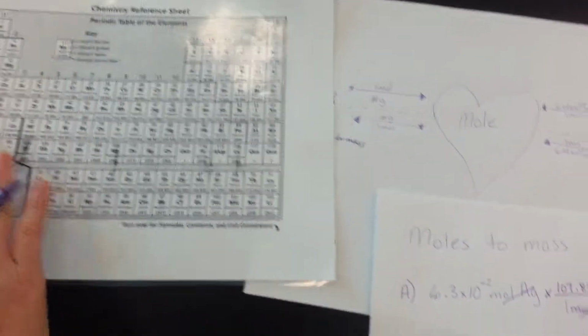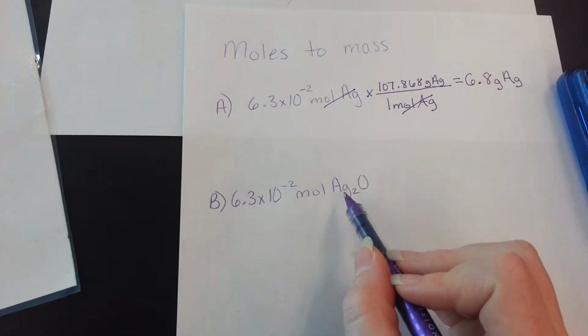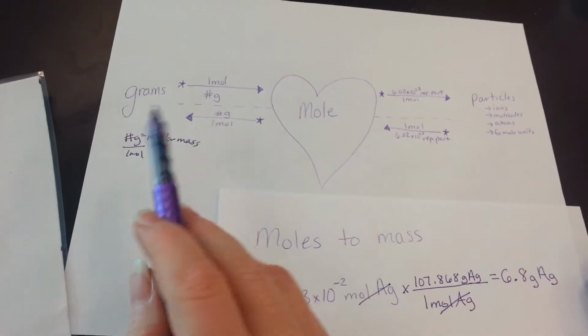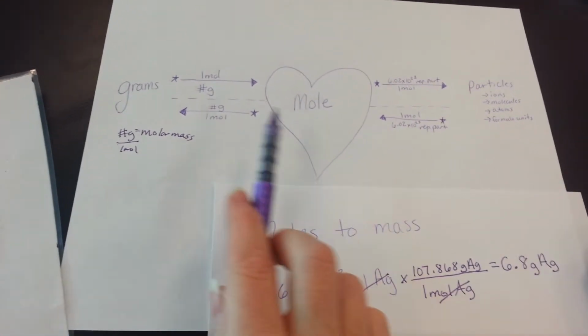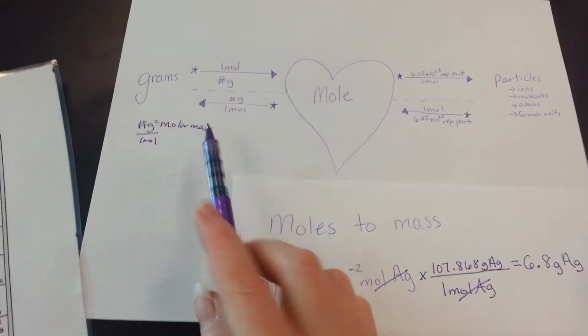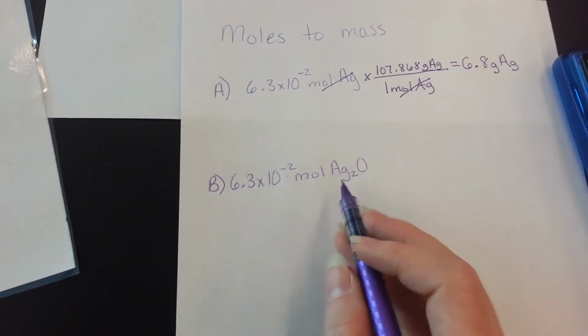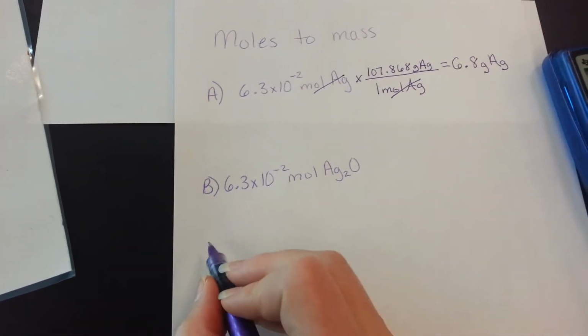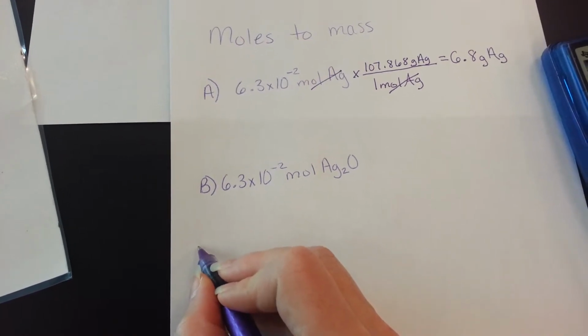Now, just because question B has moles of Ag2O doesn't mean that my mole heart changes. I still need to go from moles to grams. But because this is a compound, before I can do my math, I have to come to the side and figure out the molar mass for that compound.